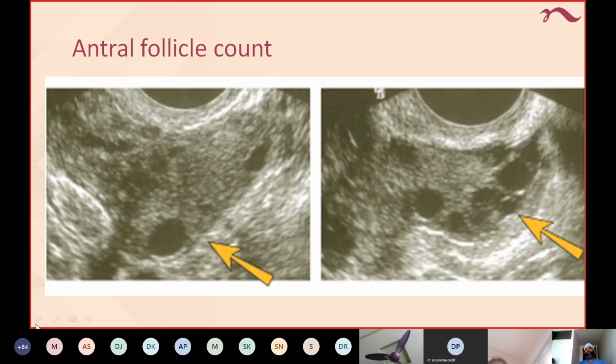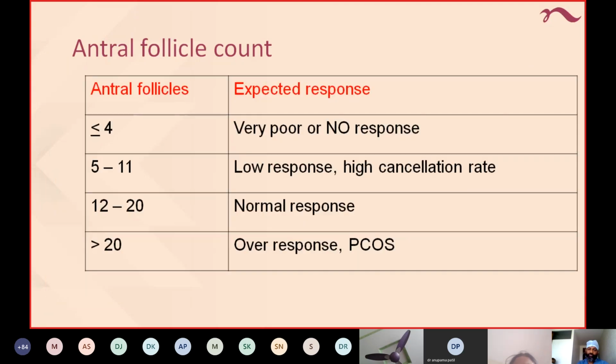So which scenario would you like? Yes, obviously the second scenario, because there's a good number of follicles and we are happy to have a good response. But in cases like the first picture, with low antral follicle count, they will have low AMH also. You will have challenges. But in the second scenario, you will have better follicular yield.